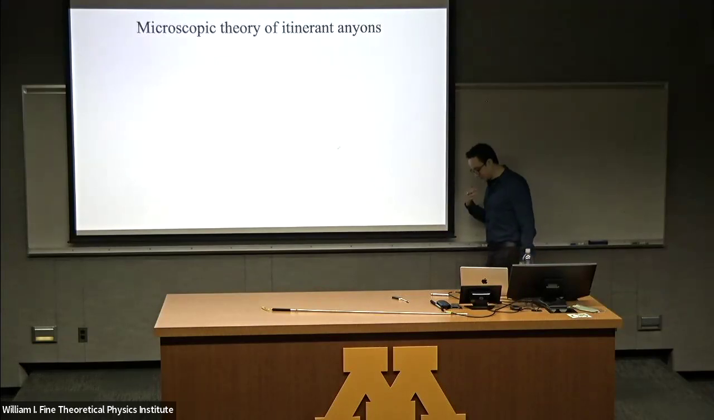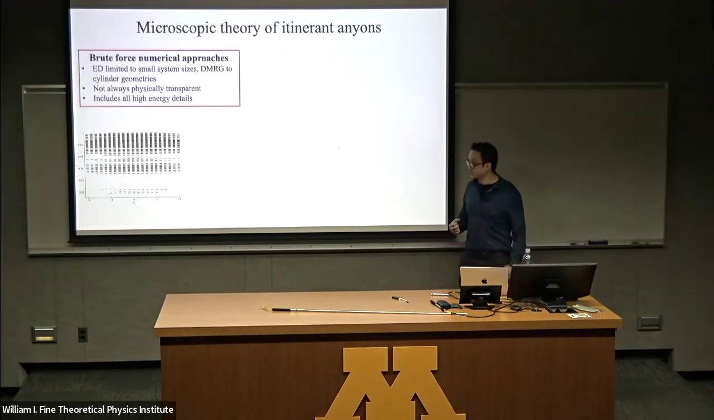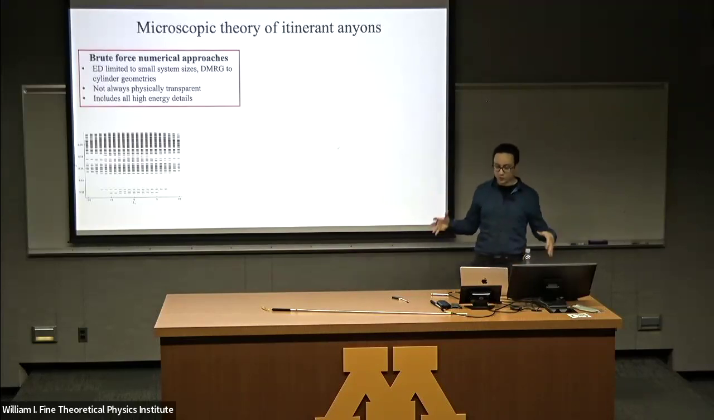And I want to, from the beginning, contrast two different approaches, two opposite extremes. One of them is to try to brute force numerically simulate this whole system. And of course, that gives us very valuable insights, but also there are some challenges. For example, in ED, we're limited to small system sizes. So we can do only a few electrons. And then if we want to dope some number of anyons, it's very hard to put in the system more than a couple of anyons. Also, when we get something out of that, it's not always physically transparent what's going on.